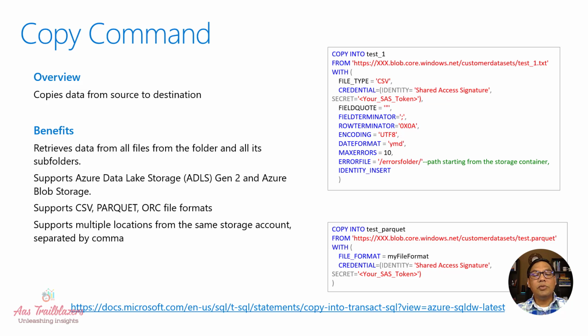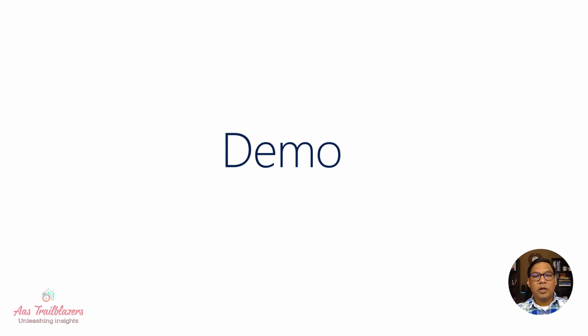So many a times, if the order of columns in the target is not the same as the order of columns in the source file, your data load operation will fail. So COPY command allows you to do the remapping of those columns, and we'll see an example of how we do that. And that way, you'll not have a pipeline that breaks in between during the data load process if there is any change in the order of the columns. It supports multiple locations from the same storage account separated by comma, as we just discussed. With that, it's time to look at some practical examples.